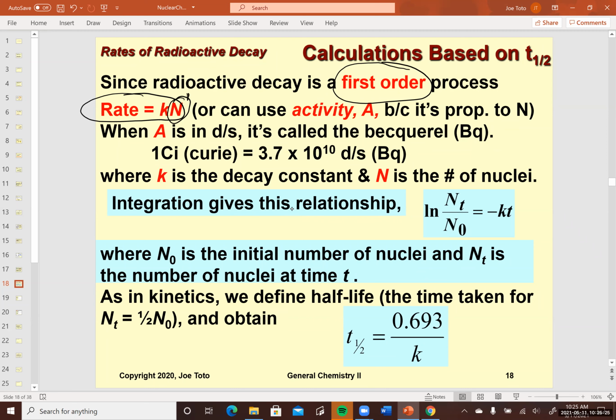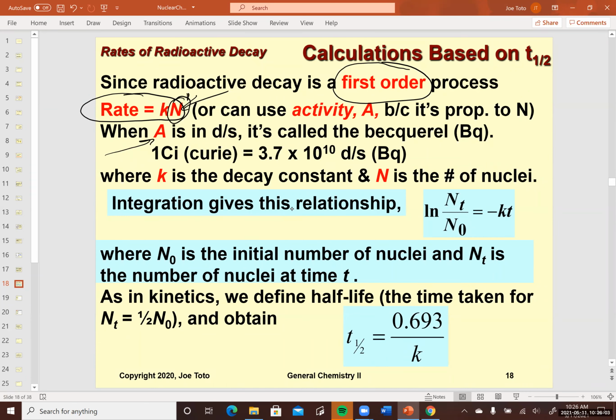And sometimes instead of using the concentration of the radioactive particle, we could use the activity, which represents that concentration. So if this sample has a certain activity and this other sample has a larger activity, then the one with the larger activity has a larger concentration of the radioactive particles. So activity is sometimes used in place of concentration.